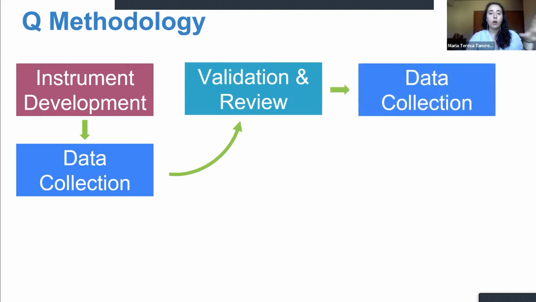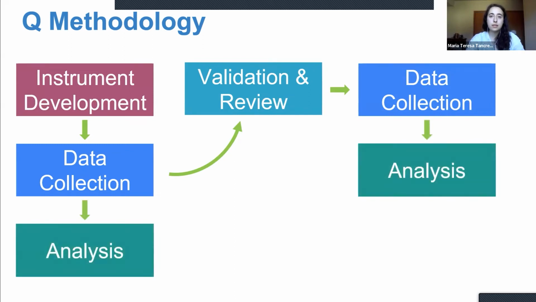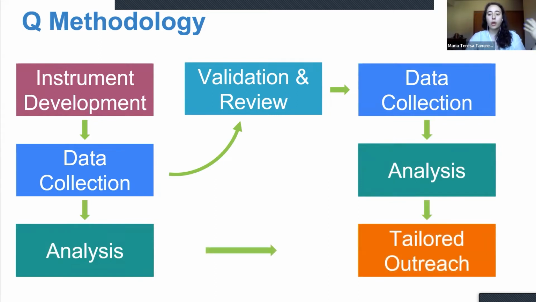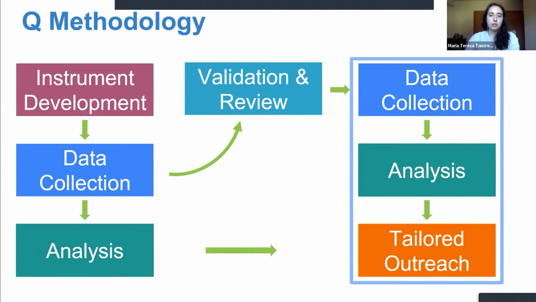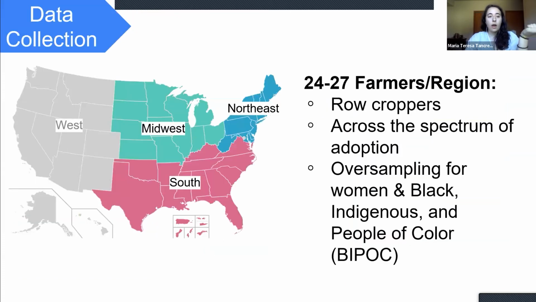And then once all of the data are collected, we perform our analysis. And then finally, from the results of the analysis, again, because this is the goal of our group, we will try and come up with tailored outreach strategies. So today, I will only focus on these last three steps. So second, data collection, I'll give you an example of how we're doing the analysis, and then how those results can be used for our strategies.